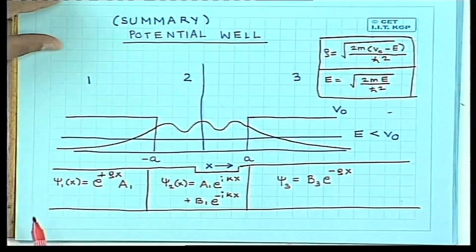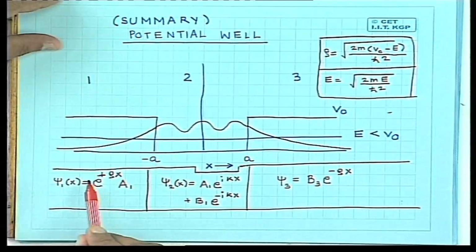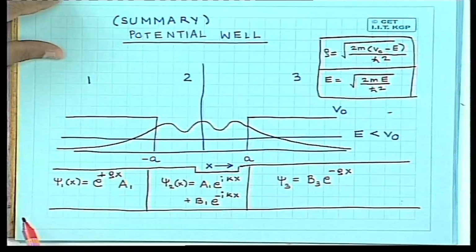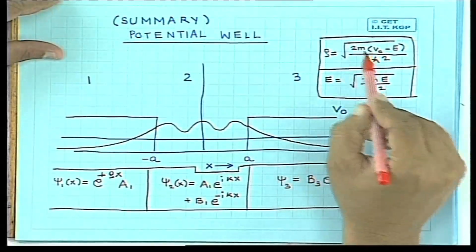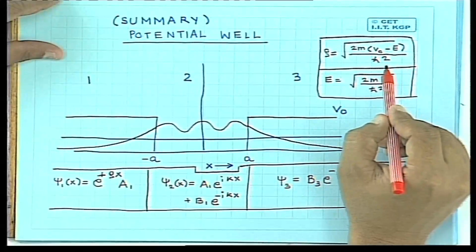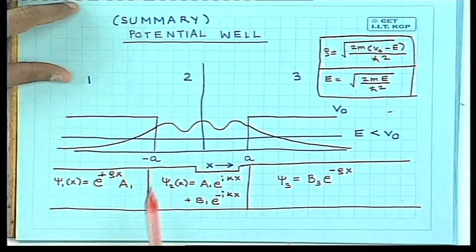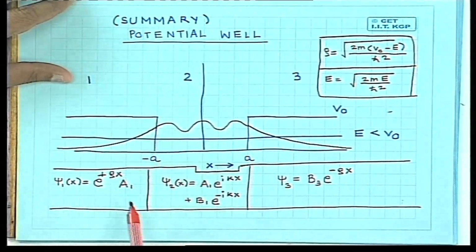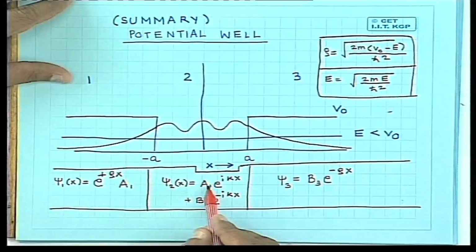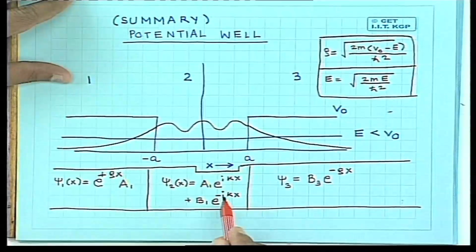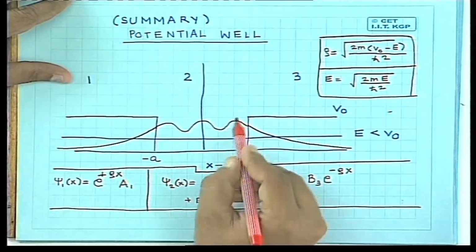In region 1, the wave function psi 1 of x behaves as e to the power rho x, with some normalization coefficient a1, where rho is given by the square root of 2m (V minus E) by h cross squared. It is an exponentially decaying solution. In region 2, the wave function is oscillating, so there are two parts: a2 e to the power i kx and b2 e to the power minus i kx. And in region 3, it is exponentially decaying again.